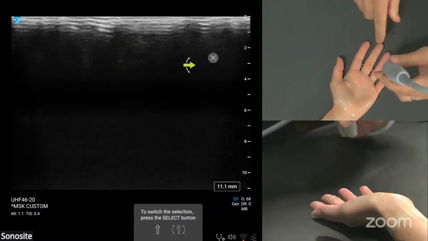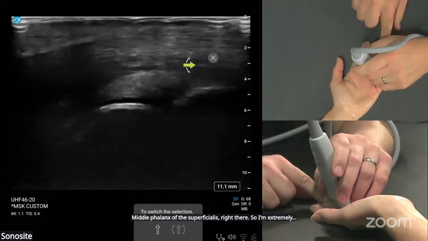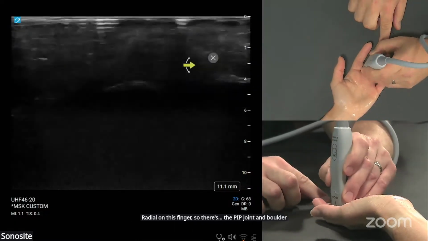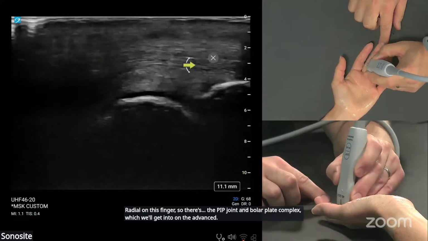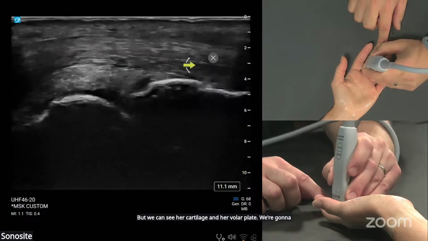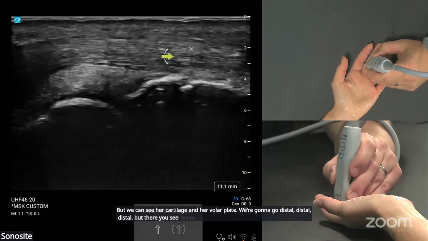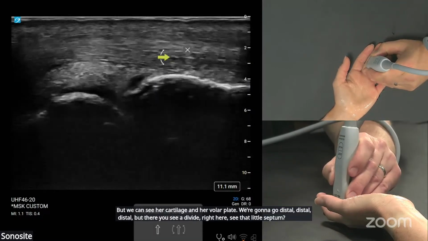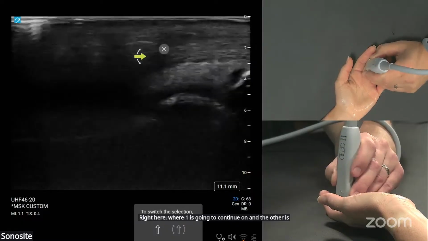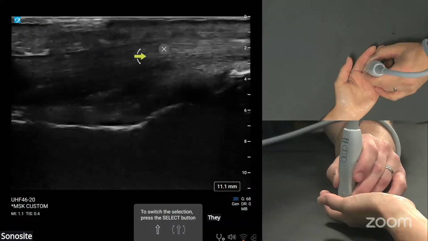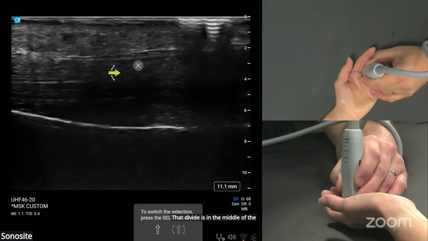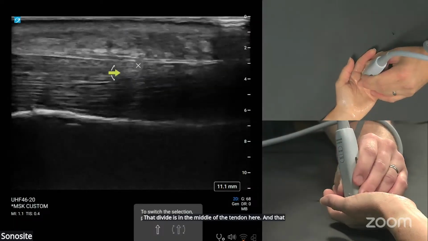So I'm extremely radial on this finger. So there's the PIP joint and volar plate complex, which we'll get into on the advanced. But we can see her cartilage and her volar plate. We can go distal, distal, distal. But there you see a divide right here. See that little septum right here, where one is going to continue on and the other is deeper. They switch places when I go proximal. When I go proximal, that divide is in the middle of the tendon here, and that becomes superficialis right there.